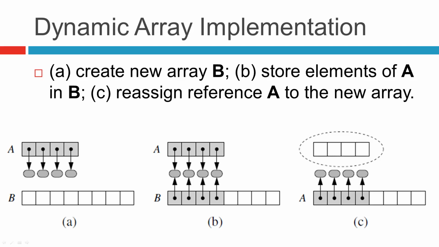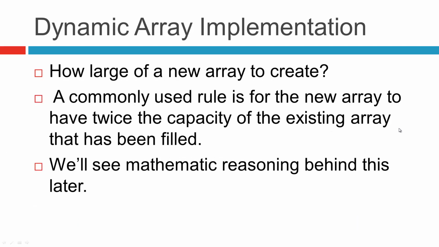Now, the last remaining issue is to consider how large of a new array to create. A commonly used rule is for the new array to have twice the capacity of the existing array that has just been filled. And later on, we'll actually have a lecture describing the mathematical analysis to justify that decision. So just to go over that again, we want to learn how large of a new array to create. That common rule is twice the capacity of the existing array, and later on we'll see the mathematical reasoning behind this.